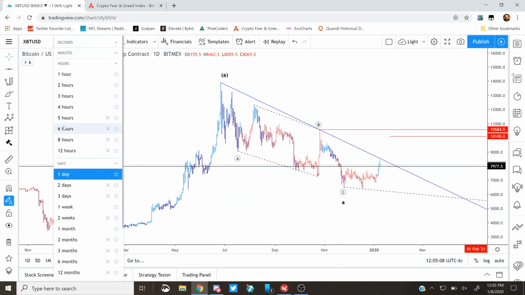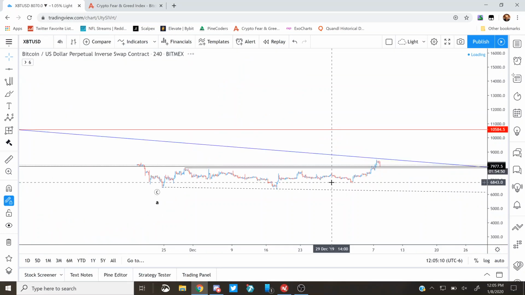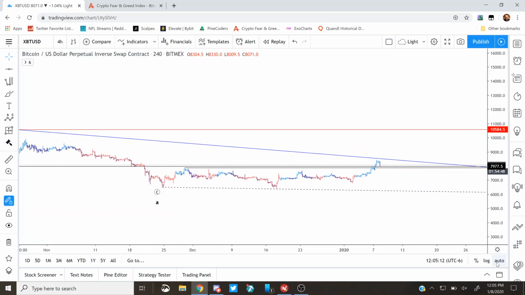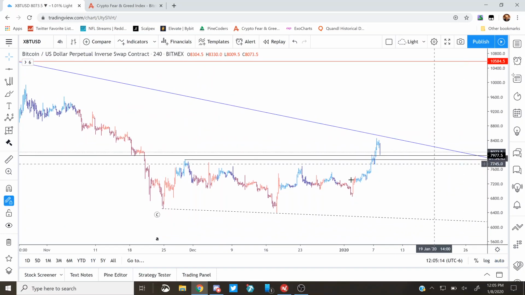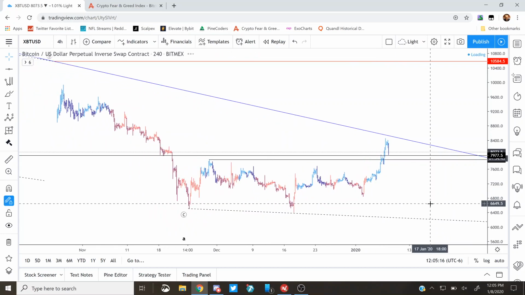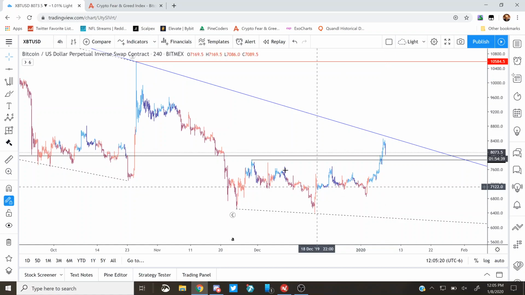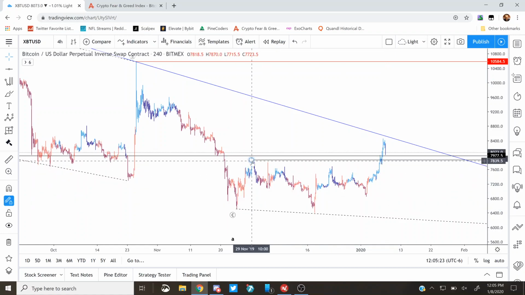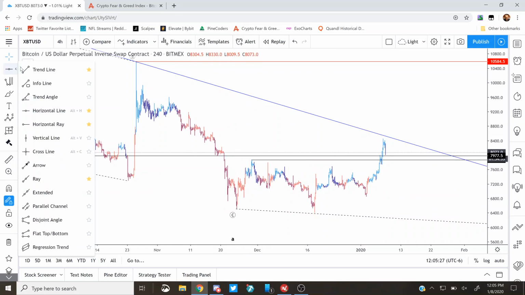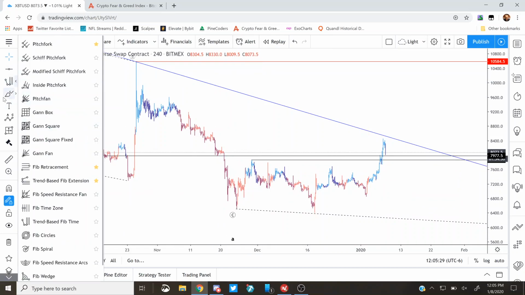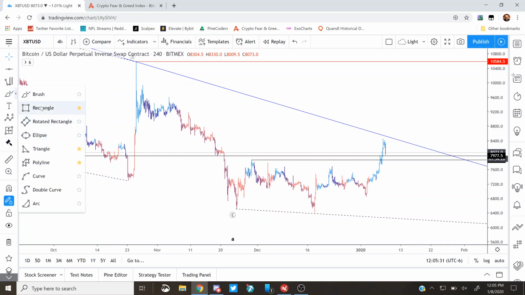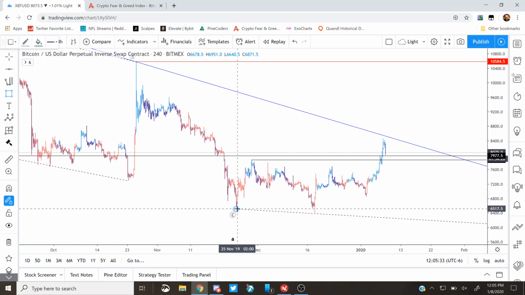And let's go down to the 4 hour. So we've got a couple things here. We've got this previous range high, so we can define our range. Let me just use a box.